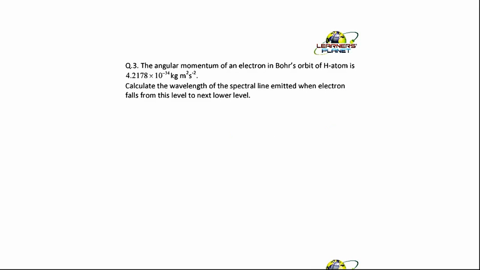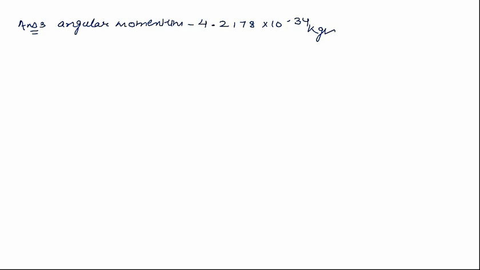Now what we know here is, first of all, while solving the numerical, we just try to find out what we know. What we know is just the angular momentum. We don't know anything else. So we know the angular momentum, it is answer 3. Now angular momentum, how much is it given? It is 4.2178 into 10 to the power minus 34 kg meter square per second, right?